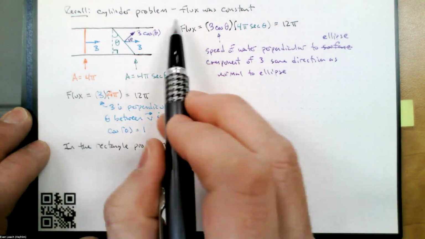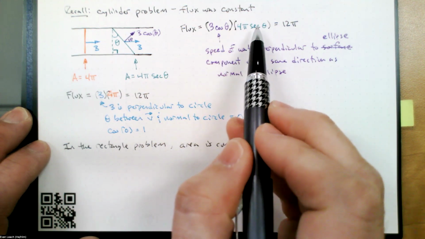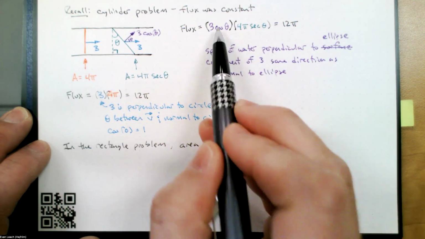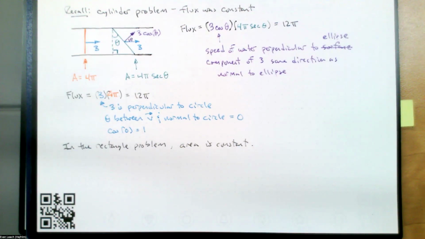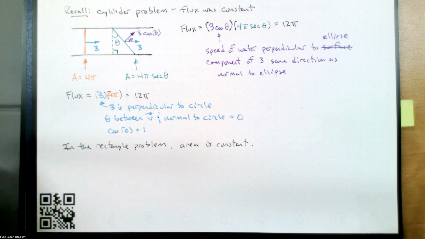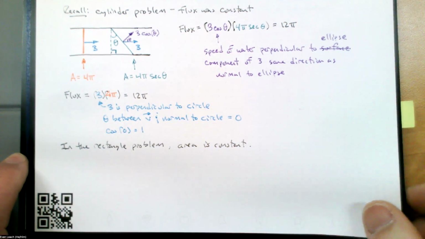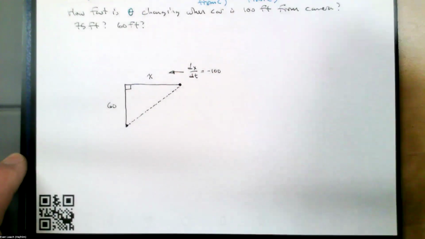So in the cylinder problem, the flux was constant, area increased and we lost some velocity due to the angle. In the rectangle problem, the area is constant. We lose some velocity as we go perpendicular through the surface. So that means our flux is also going to decrease. The idea, go ahead. Correct. So let's think our way through that problem.